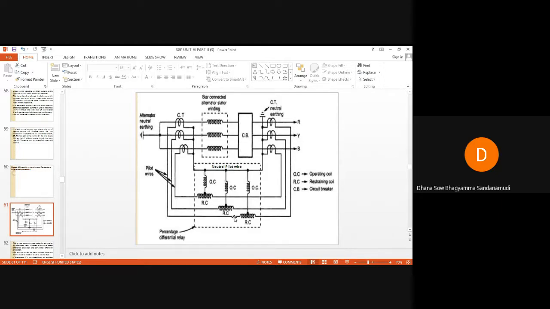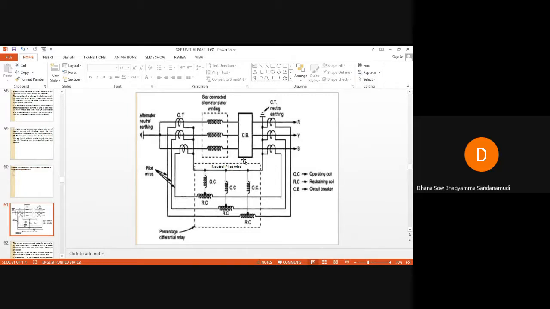So, since there is no differential current in these operating coils, the relay will not operate. If the relay will not operate, the trip circuit will not be closed. If the trip circuit is not closed, the circuit breaker will remain closed. The circuit breaker will not open.